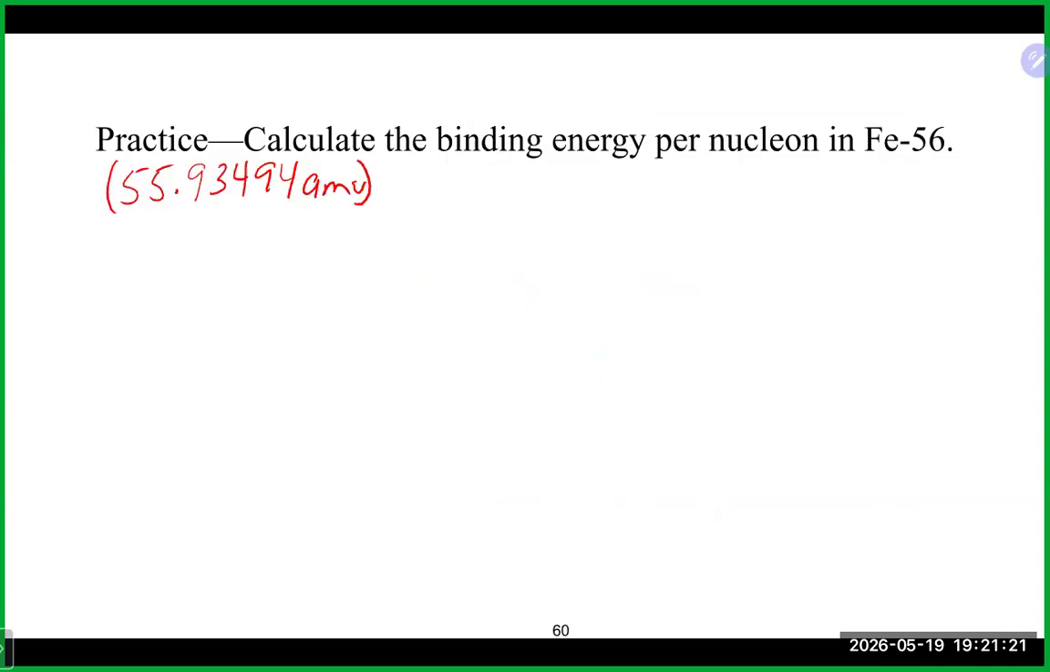Calculate the binding energy per nucleon of iron-56. The atomic mass there is 55.93494 AMU. Again, a proton is 1.007825 AMU, and a neutron is 1.008665 AMU. And iron obviously is number 26 on the periodic table.